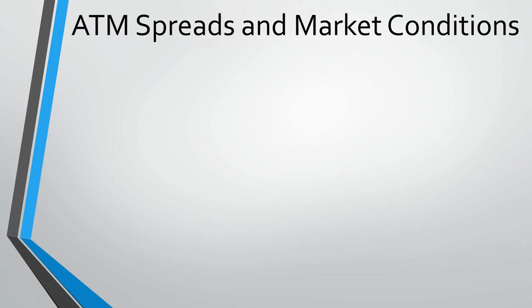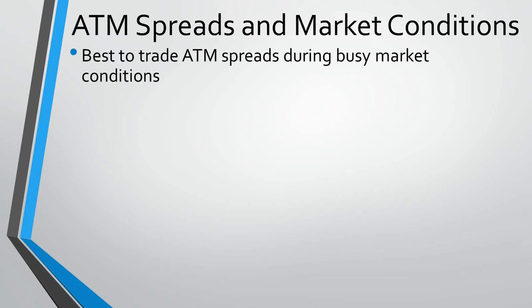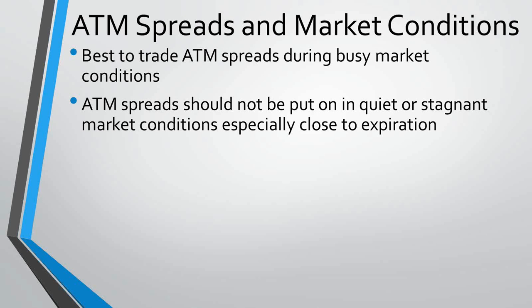So now let's tie this to some market conditions if you're going to be trading at the money spreads. It's best to trade at the money spreads during busy market conditions. An at the money spread should not be put on in quiet or stagnant market conditions, especially close to expiration. Why? Well, if the market is not moving and you're putting this on, you're just going to experience all that time decay. And if you do that really close to expiration when that time decay is really big, essentially if the market's not moving, all that extrinsic value you paid for is going to disappear.